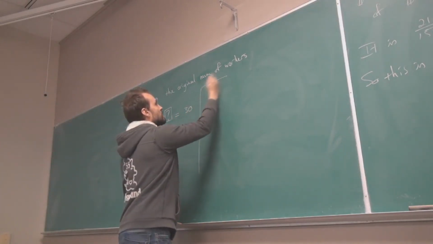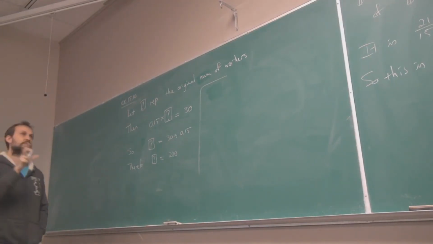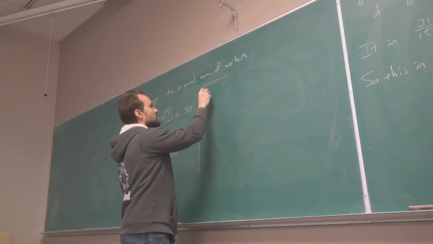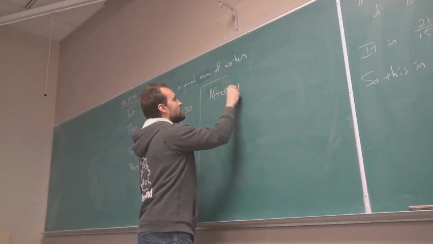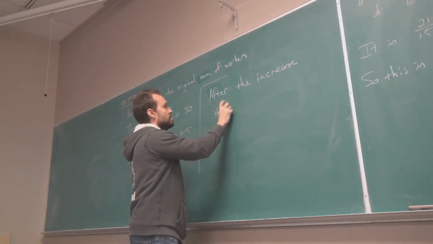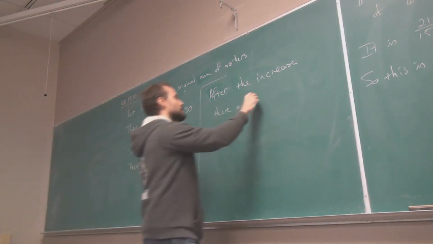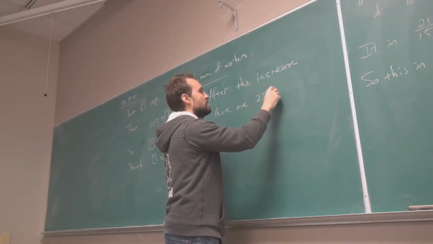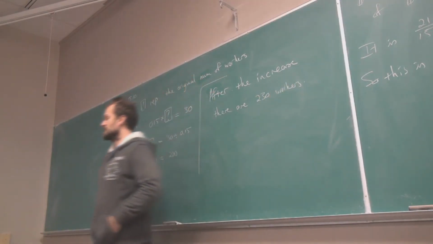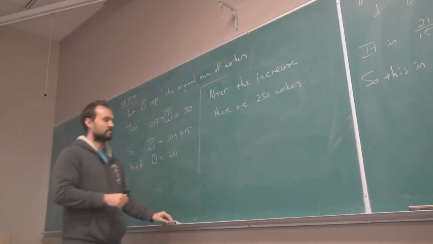So, what now? Check the question. How many workers will be in the workforce after the increase? So I want to really answer that question. So after the increase, there are how many workers? 230. 230 workers. Now keep in mind, you need to have a concluding sentence that doesn't have any calculations or question marks or anything. It's not just a sentence, it is an appropriate concluding sentence.